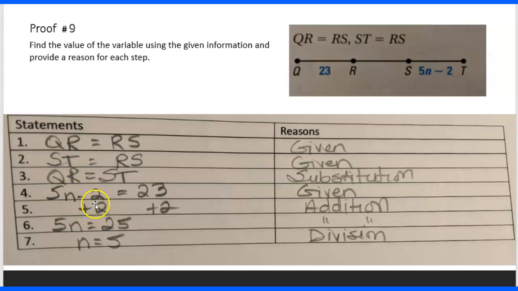Then I do my algebra. I added 2 and added 2. That's addition. Then I come out with 5n equals 25. I divide by the 5, which is division, and I'm left with n equals 5. That's what they asked me to find. They wanted me to find the value of the variable. So this is similar to a proof, but you're actually doing an algebra problem most of the way through.